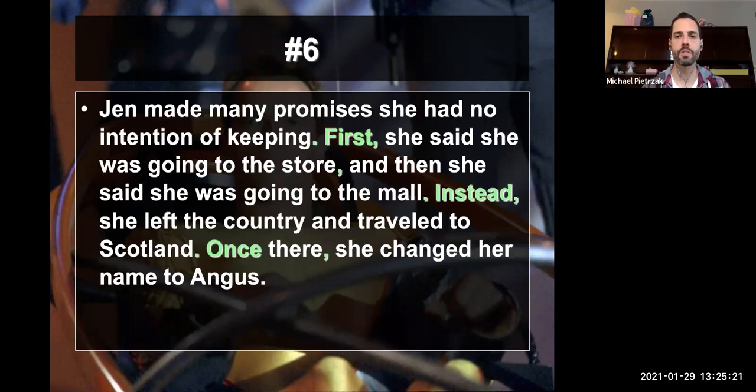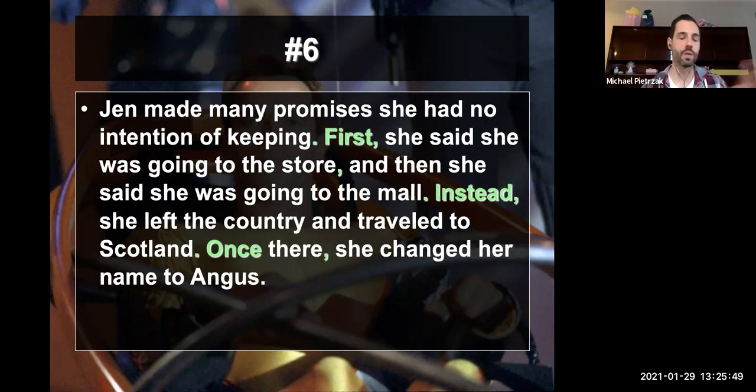Jen made many promises she had no intention of keeping. That's a great sentence on its own. Why not just stop there? First, she said she was going to the store, and then she said she was going to the mall. Right? We can still combine those two thoughts with a comma if we say first. Then we go to instead, because first she said she was doing this, instead she did this, right? Now it's starting to flow a little bit better. Instead, comma, she left the country and traveled to Scotland, period.